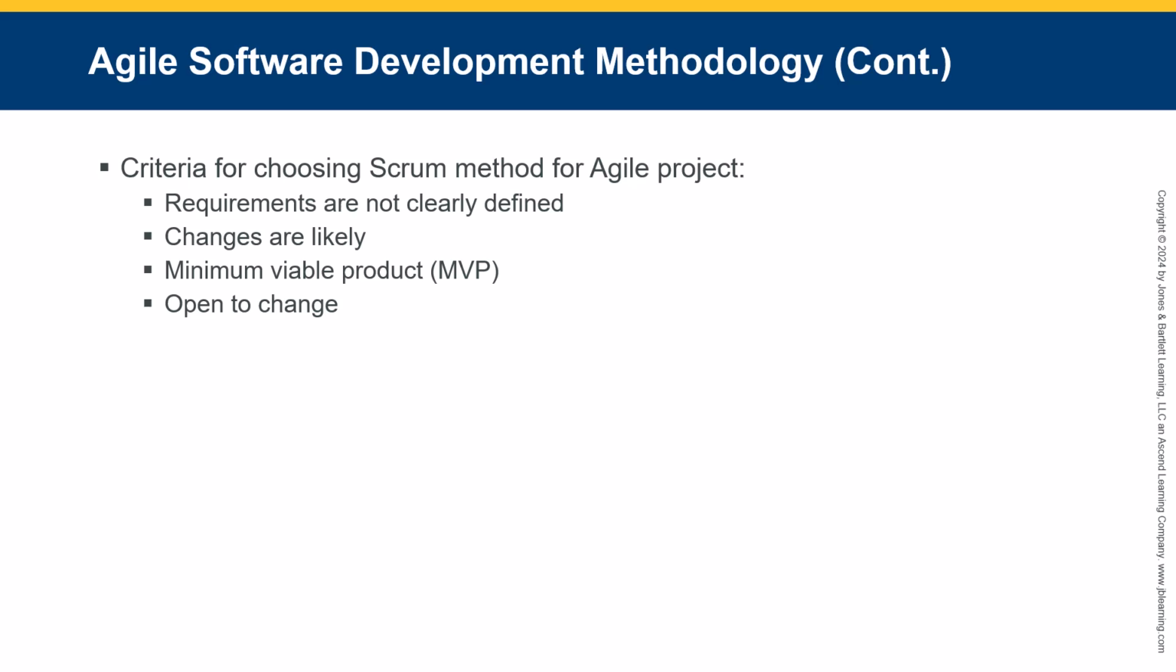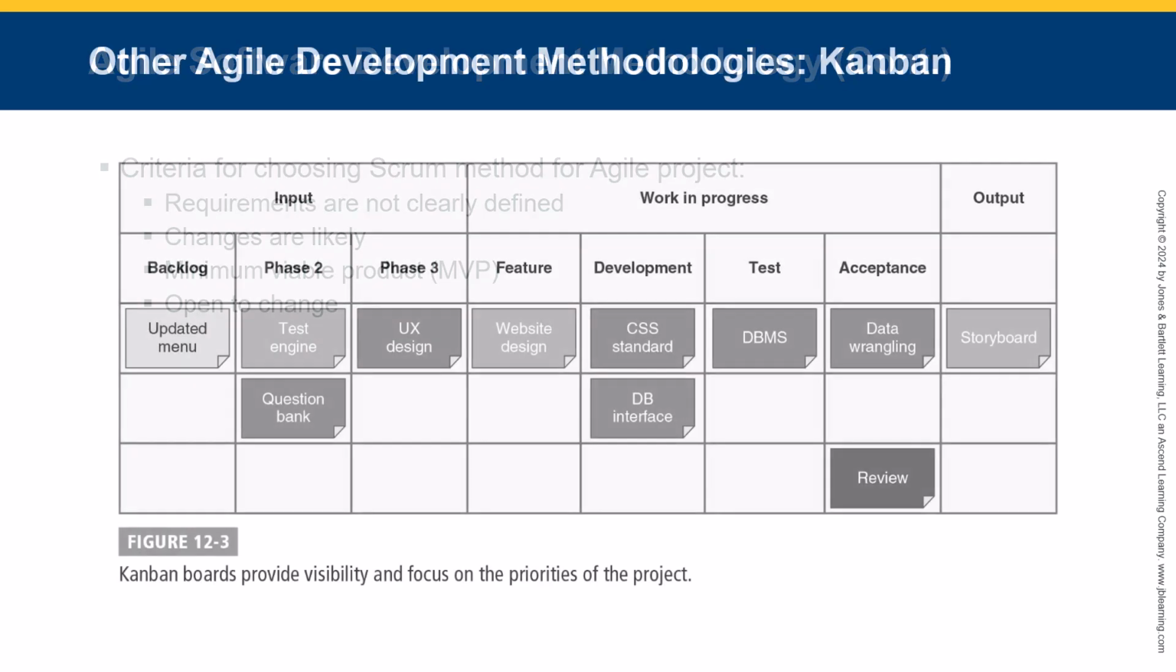Criteria for the Scrum method for the Agile project will be requirements that are not clearly defined, changes that are likely, a minimal viable product, and being open to changes. So here we have our input, work in progress, and output, and we can go through the phases to see what's going on.